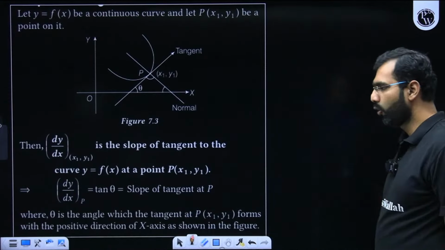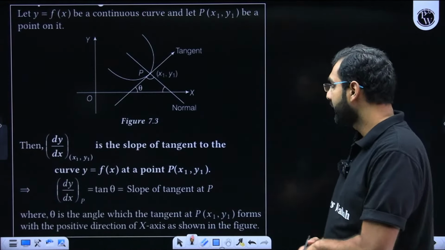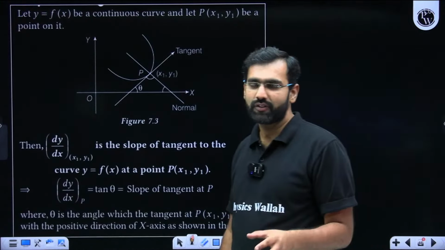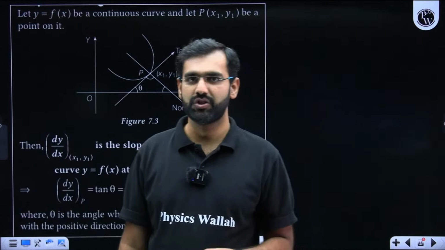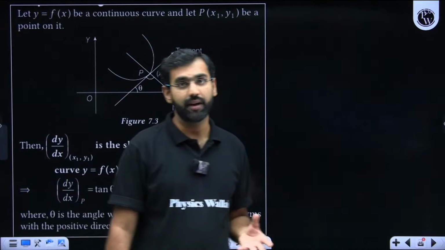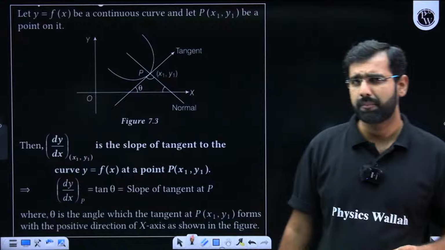From here, I hope we know this result very clearly, but there comes a very important part where you talk about length of normal, length of tangent, length of subnormal, length of subtangent. Although it is omitted, it is used in coordinate geometry, so you may be asked questions based on that. Now, how do we apply that result?